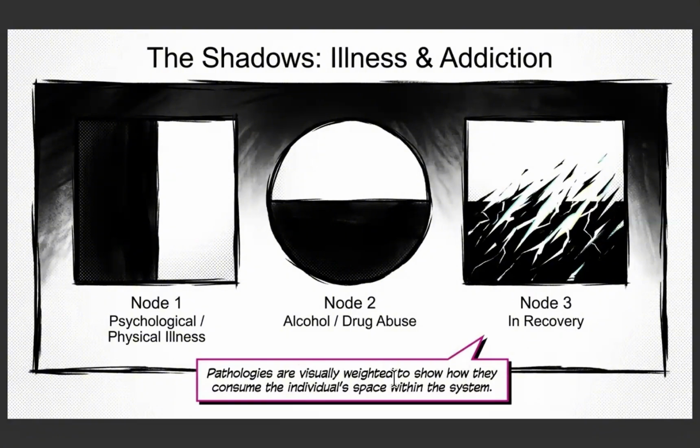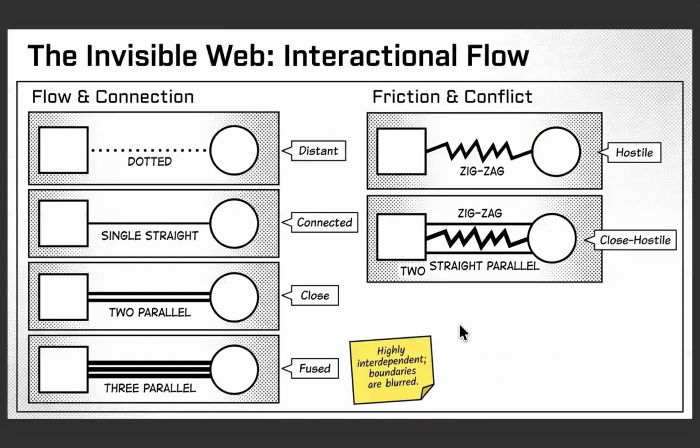Pathologies are visually weighted to show how they consume the individual space within the system. So this one you see is consuming, but it's kind of broken up. They're in recovery. It's kind of starting to get better. The invisible web, interactional flow. So you have the dotted line.